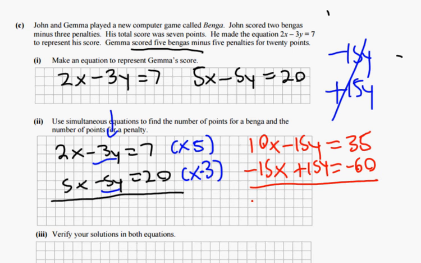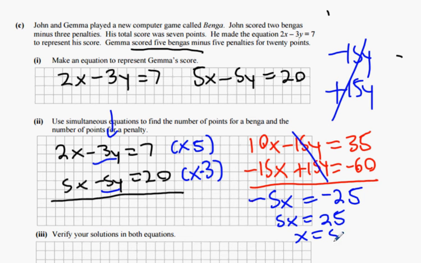Then what happens next? 15y minus 15y plus 15y, cancel. 10x minus 15x. 35 minus 60. Minus 25. Multiply both sides by minus 25, yeah? x equals 5.